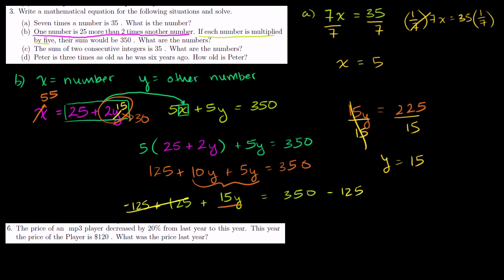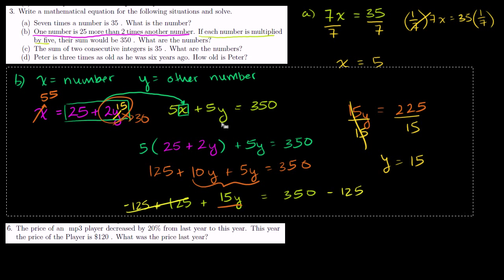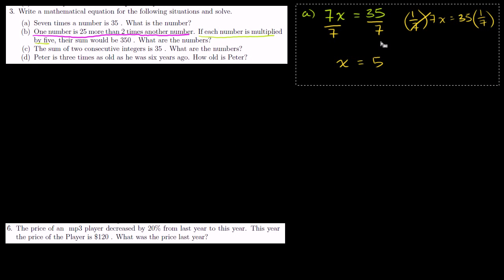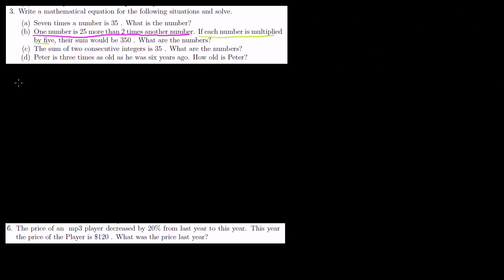Let me do part C. I cleared this out of the way, and this, and this as well. Part C. The sum of two consecutive integers is 35. What are the numbers? Well, let's say that x is equal to the first integer.